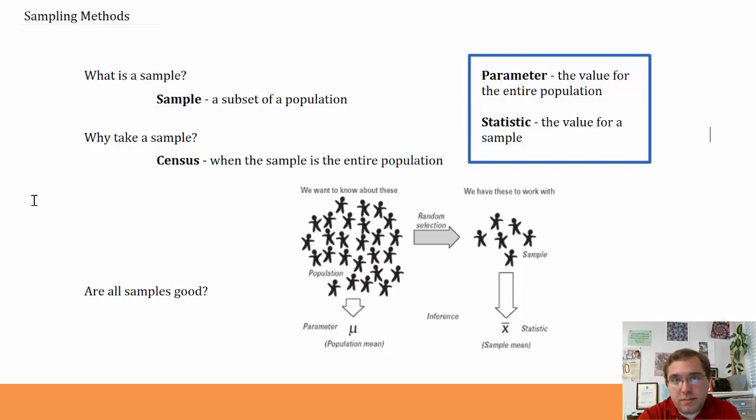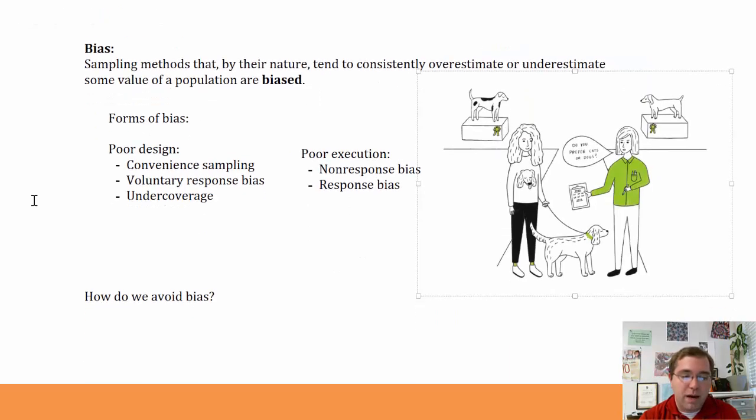So are all samples good? No. Only well-drawn samples are good. Without being well-drawn, without being representative of the population as a whole, your sample could be biased. But what does it mean to be biased? Sampling methods that, by their nature, tend to consistently overestimate or consistently underestimate some value of a population are biased.